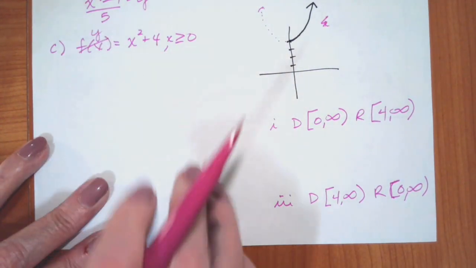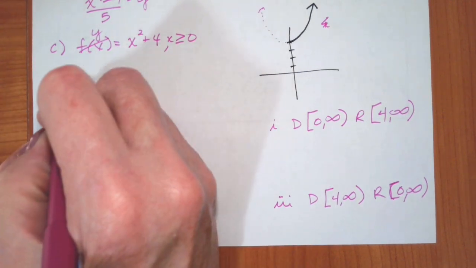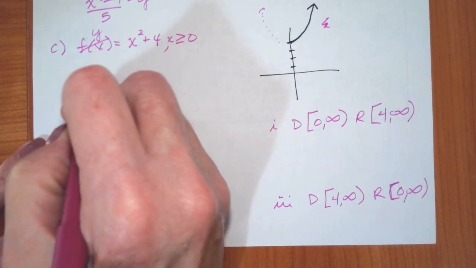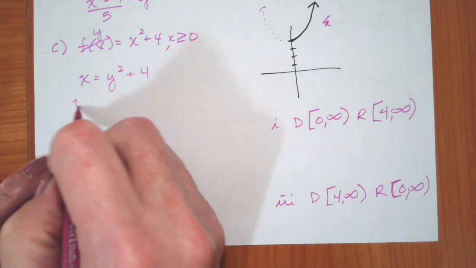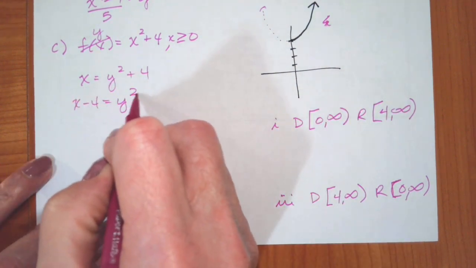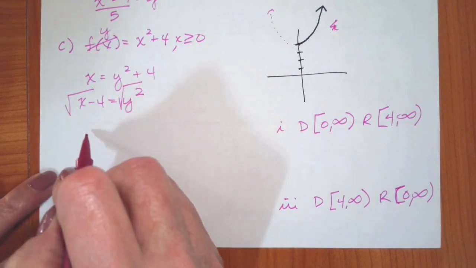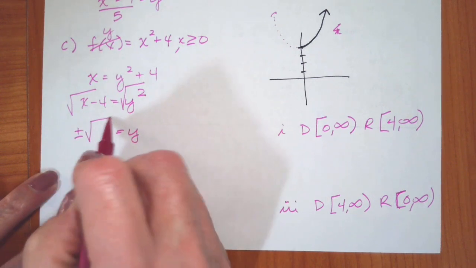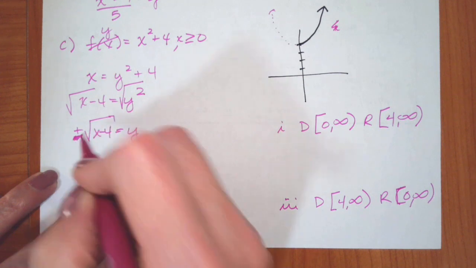Okay, so I'm going to switch this out. I am now going to switch the x and the y. So x is equal to y squared plus 4. So x minus 4 is equal to y squared. When I take the square root of both sides, I get y is equal to the positive or negative square root of x minus 4. Okay, but we have limited the domain, so we don't even need to look at this negative part.